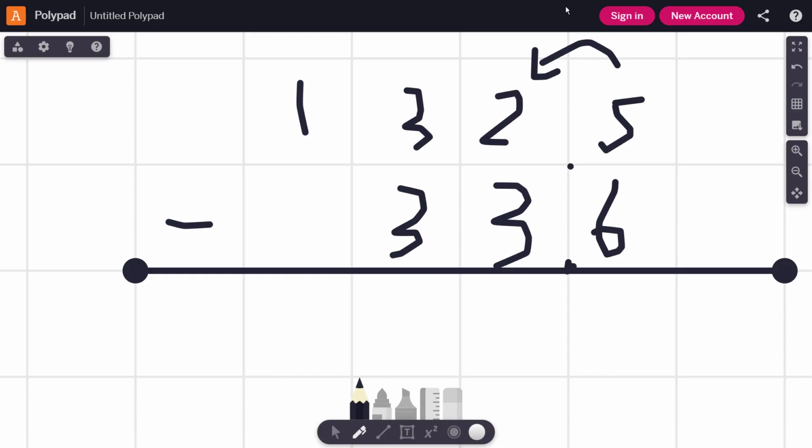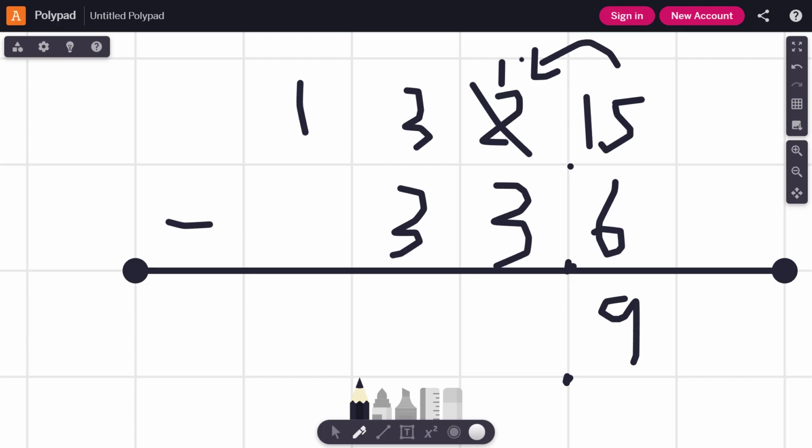Let's continue. We asked the neighbor, hey, Mr. 2, can I have 10/10? He's very generous. He says yes. And then the 2 turns into a 1. The 5 turns into a 15. Now 15 take away 6. That's all good now. We have 9. And then 1.